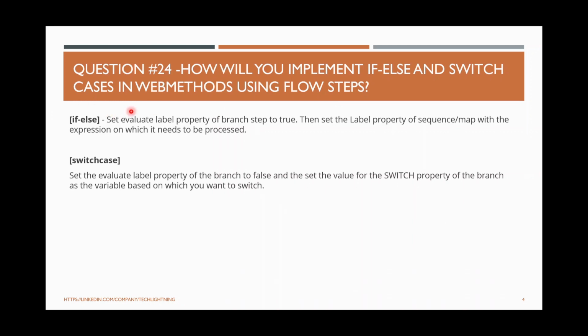In a branch, for if else, in the branch properties there is something called evaluate labels, which we will set to true. So if you want to set any expression, then we will set this evaluate labels to true, and then we will set the expression. And if you want it like a switch case, then this evaluate labels will be set to false, so that we can have the variable in a switch. That particular switch will act like a case statement.